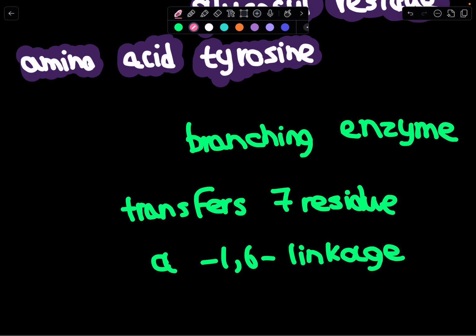So where does this happen? Wait a sec. So when does the branching enzyme act? Because last time with the branching enzyme, we were saying that it removes stuff, so there's one glucose left and we can attack that glucose to remove it.